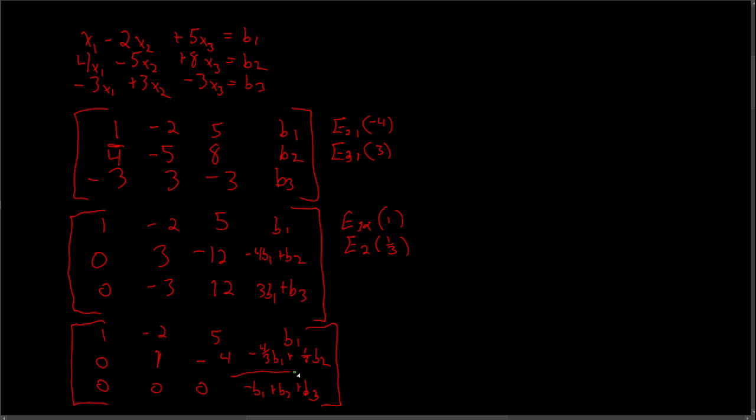But what's important here is for this to be consistent, my last row has to be 0, 0, 0. That implies that for this to be consistent, b1 equals the sum of b2 and b3.